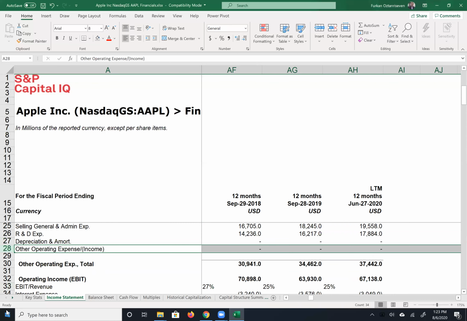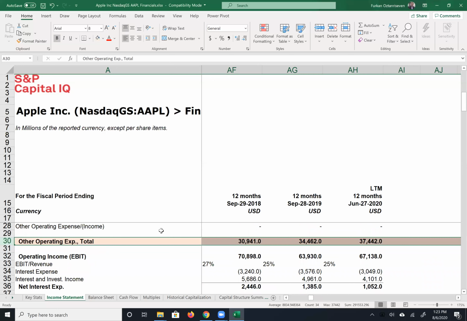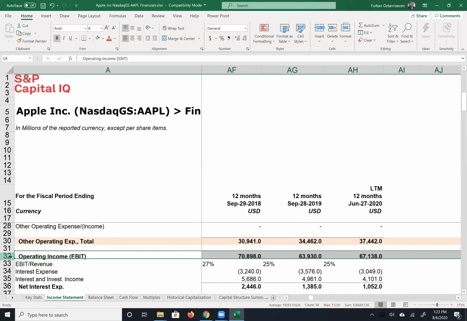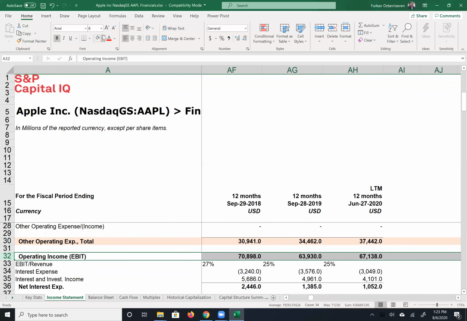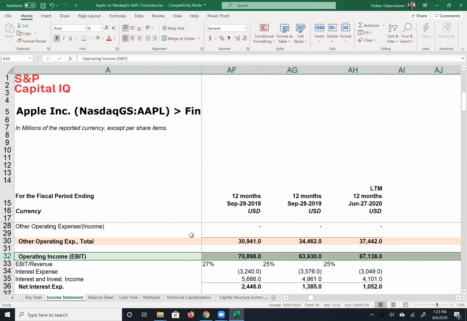And you can see other operating expenditures. And if you add them all up, you can see other operating expenditures right here. So let me just use a reddish color to illustrate expenditures. Then this is a very important measure, which is called EBIT, earnings before interest and taxes. I really like this measure.